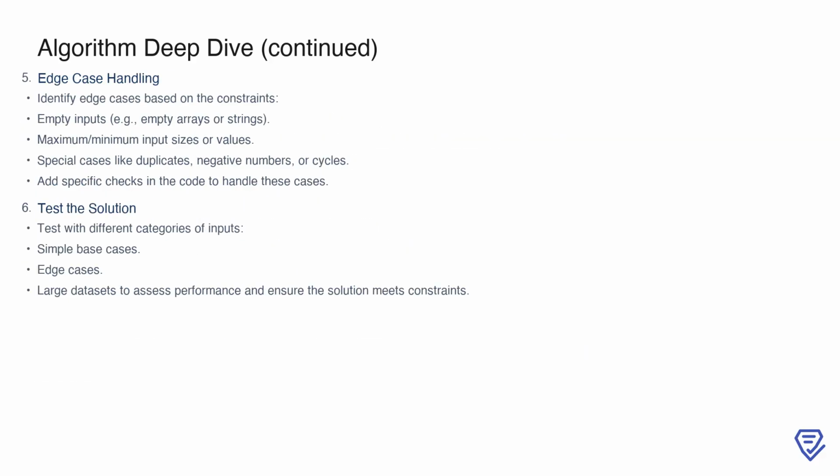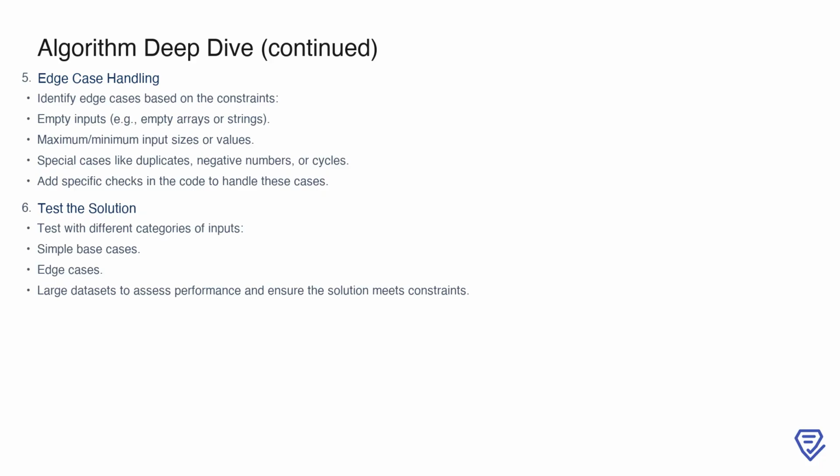Handling edge cases is a vital part of designing a robust algorithm. These can include scenarios like empty inputs, maximum or minimum input sizes, and special cases such as duplicates, negative numbers, or cycles. Identifying these edge cases early and adding specific checks in your code ensures your solution remains reliable under all conditions. After accounting for edge cases, it's time to rigorously test your solution.